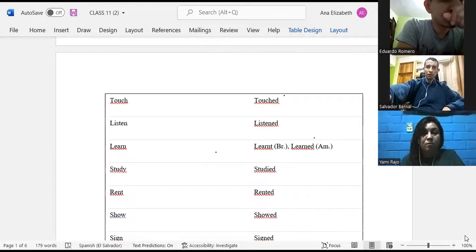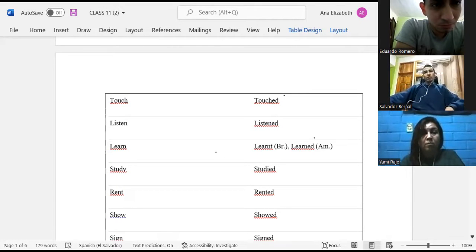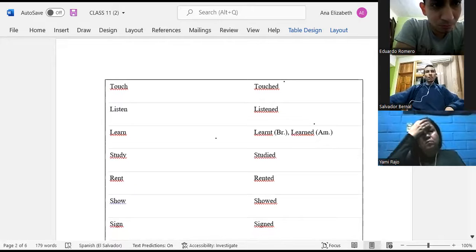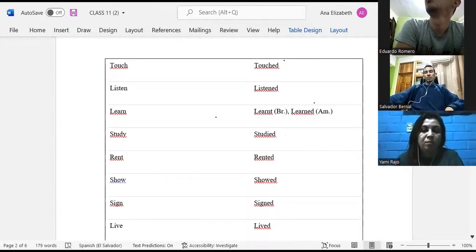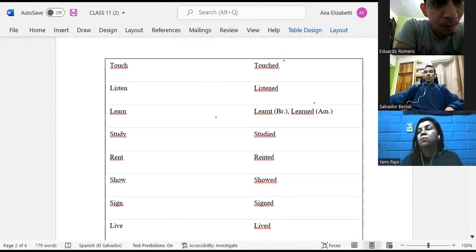Touch. You touch what? The cat. You touch the cat. Yes. I touch my cell phone. Okay. What about touched? I touch the ball. The ball, right? What about listen? Listen. The past, listened. Tell me an example. I listen music. I listen the teacher. I listen to the teacher.